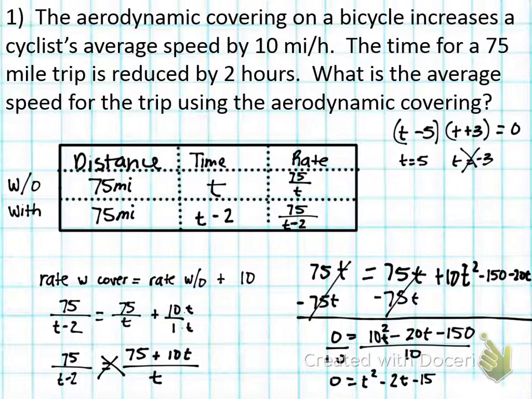Okay, so are we done with our problem? What is the problem asking? It says, what is the average speed for the trip using the covering? So this is just time. So we want to find the rate of the covering. So we have to plug t back into here. So let's plug in t into 75 over t minus 2. Okay?